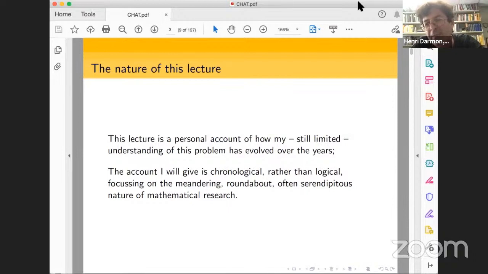When we come up with a final result, we tend to write it up in a very clean way, hiding all the false starts, wrong directions and dead ends that we followed before arriving at it. So I'll be trying to bring some of that out in this lecture.